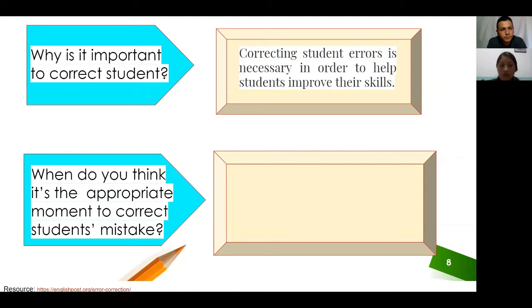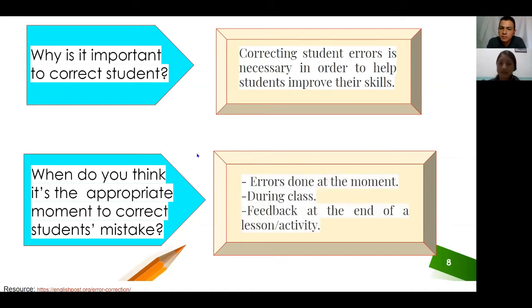Then here I have a second question. When do you think is the appropriate moment to correct students' mistakes? I think that the appropriate moment to correct students' mistakes is right after they make a mistake. We should not wait a long time. Right, so that's what you have done, right? But have you tried correcting your students at a different moment? Yeah, during the class, I like to correct them sometimes individually and sometimes in front of the group. It depends on the situation. Okay, thank you so much.